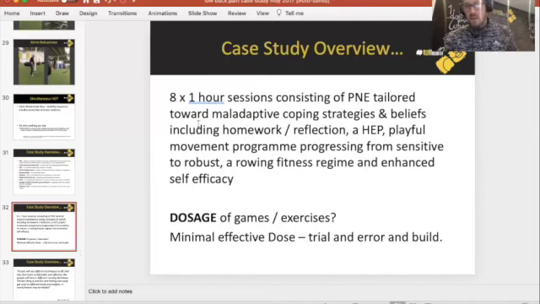And all of this looked like 8 one-hour sessions that consisted of pain neuroscience education tailored towards the maladaptive strategies that we wanted to unravel. Some people don't have those, some people have more. We had the home exercise program, playful movement prescription, progressing from sensitive to robust, building up his ability to manage things himself so that he doesn't need me, but also hopefully doesn't need anybody else.